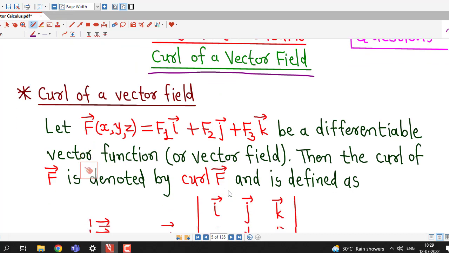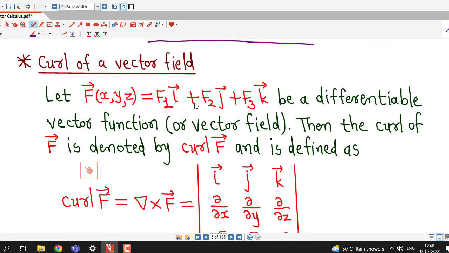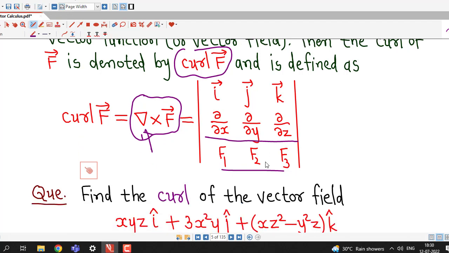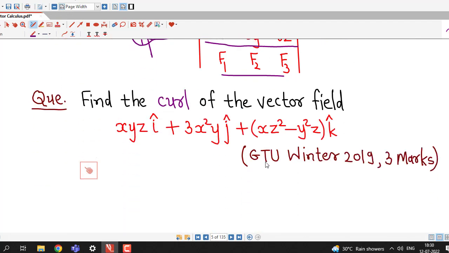So that I have written systematically. Let f bar equal to f1 i plus f2 j plus f3 k be a differentiable vector function or vector field, then the curl of f bar is denoted by this notation curl f bar and is defined as cross product or vector product of del operator with f bar. So i, j, k, components of del, which are partial derivatives with respect to x, y, z, and components of given vector field f bar.